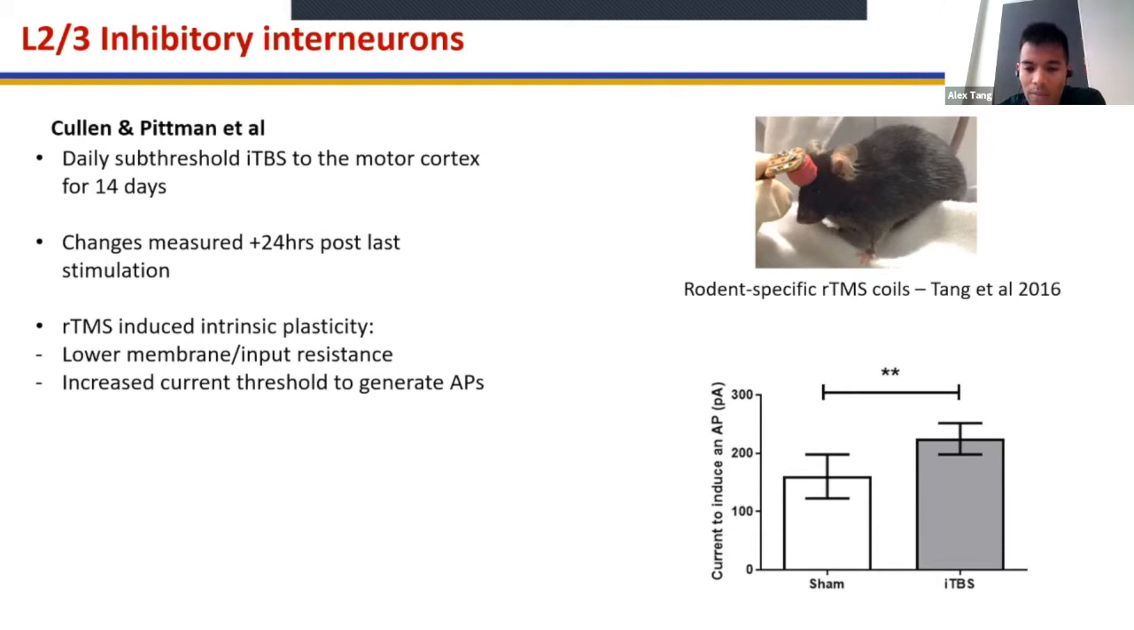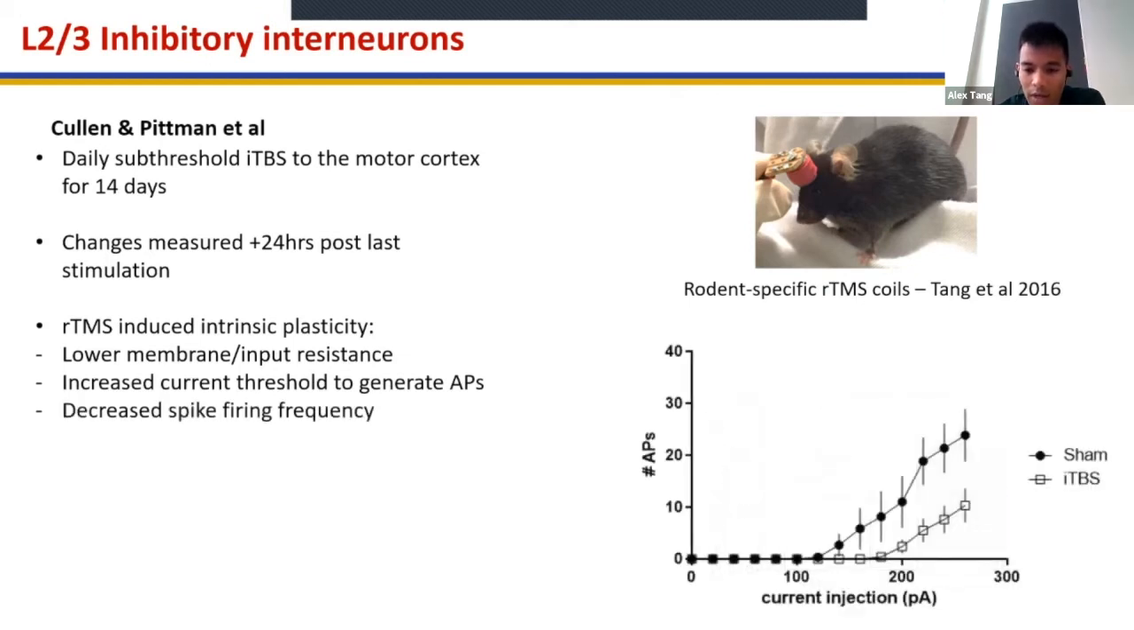And when she looked at the input-output curve, so increasing the amount of current she injected into the cells, not only did these cells require more current to generate action potentials, but when they generated trains of action potentials, they generated a smaller number of action potentials. So all these changes put together would indicate that iTBS is decreasing neural excitability by changing these properties.